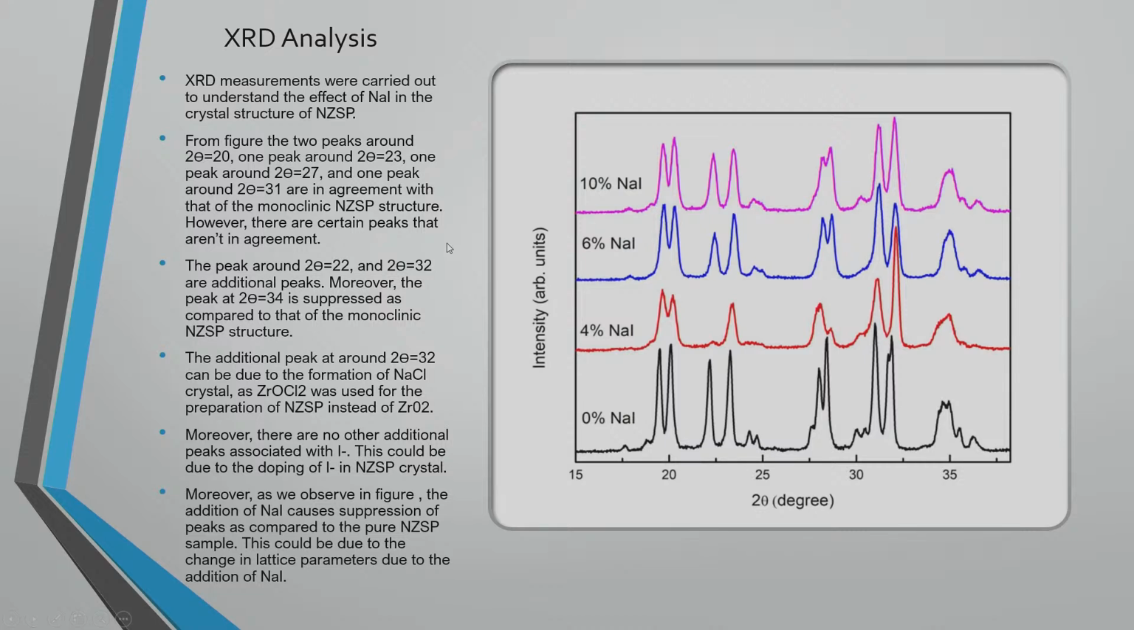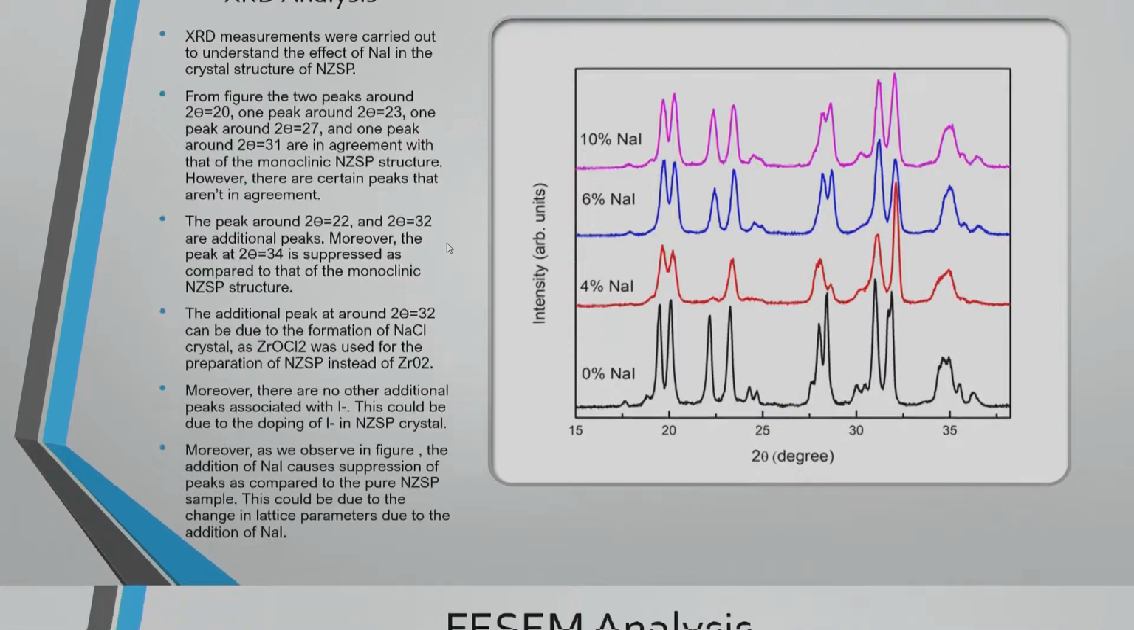But there are some additional peaks as well, like 22, 32 and 34 are suppressed as compared to the pure NZSP. And the additional peak at 32 is due to the formation of NaCl, as we have used the raw compound ZrOCl2 in place of ZrO6 or ZrO2. And there are no additional peaks associated with I-, as it is absorbed in the doping of the NZSP sample.